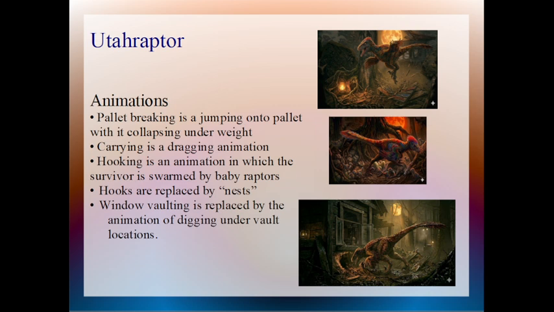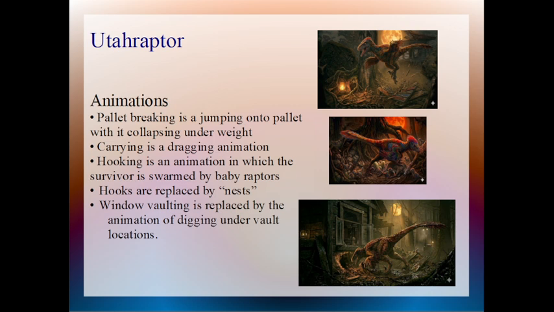So hooks, when a raptor spawns in, are going to be replaced by nest objects. A raptor would drag somebody off to the nest, the baby raptors would swarm them in the nest, and then the raptor can go do whatever else they're going to do.